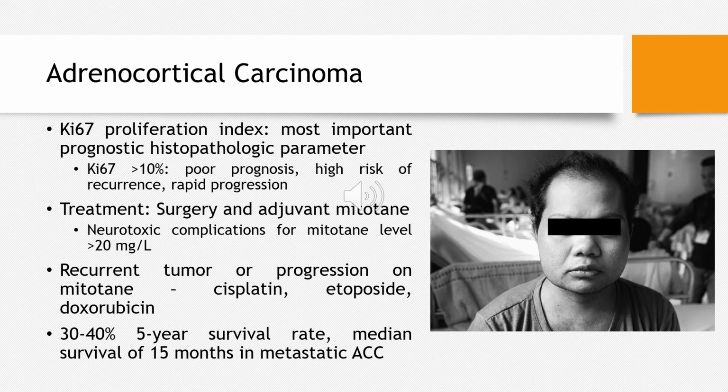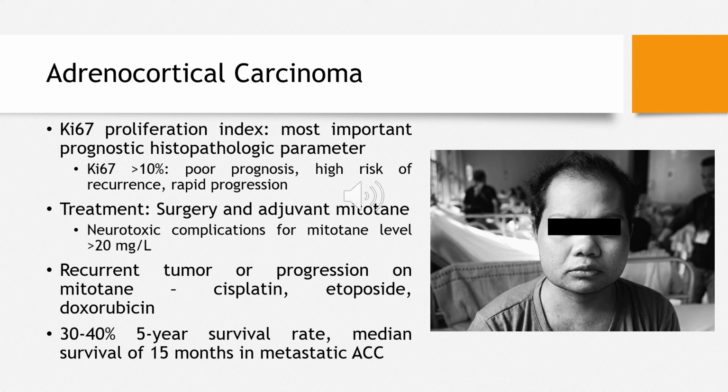The most important prognostic histopathologic parameter of adrenocortical carcinoma is the Ki-67 proliferation index. An index of more than 10% suggests poor prognosis, high risk of recurrence, or rapid progression. Cure of ACC can only be achieved by early detection and complete surgical removal.